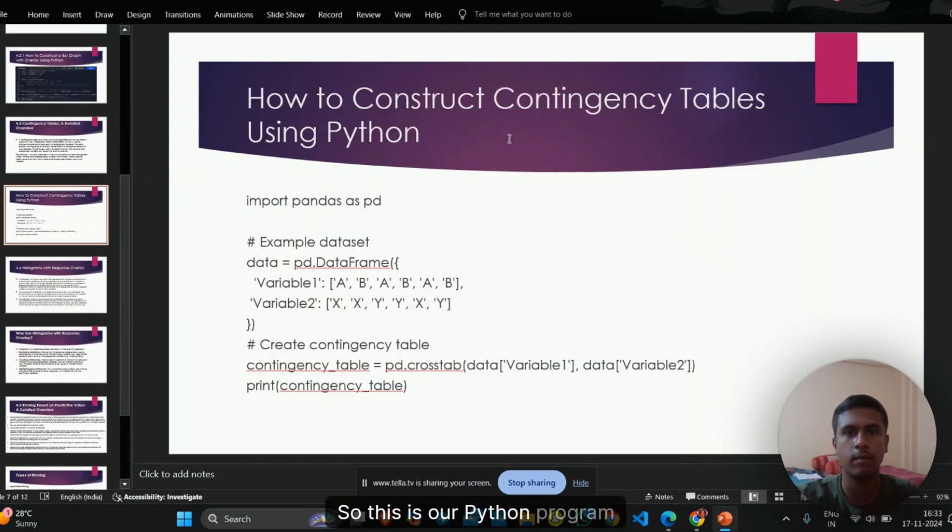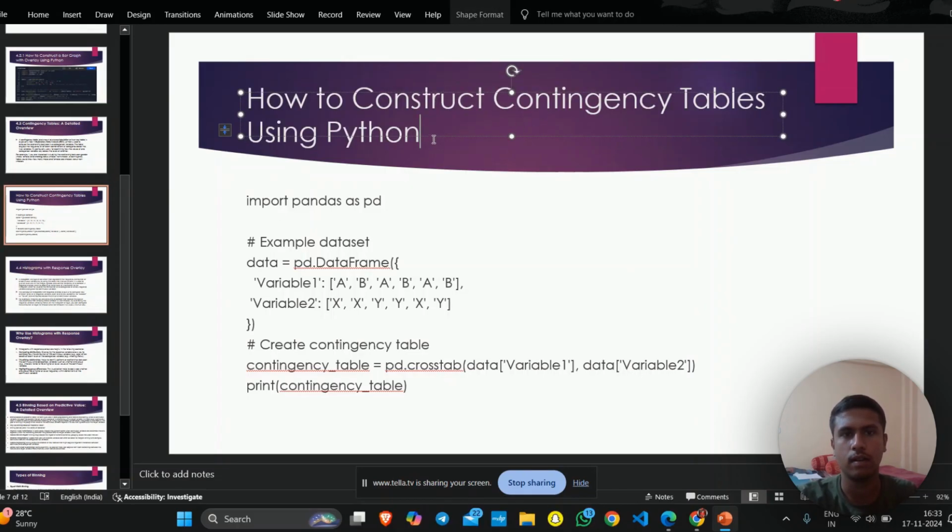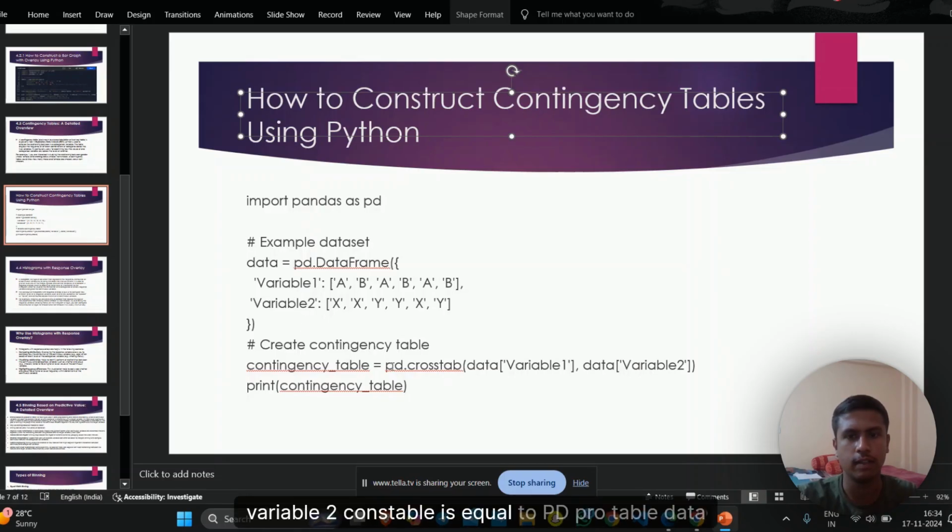So this is our Python program for how to construct the contingency tables. data = pd.DataFrame(variable1, variable2). contingency_table = pd.crosstab(data.variable1, data.variable2). print(contingency_table).